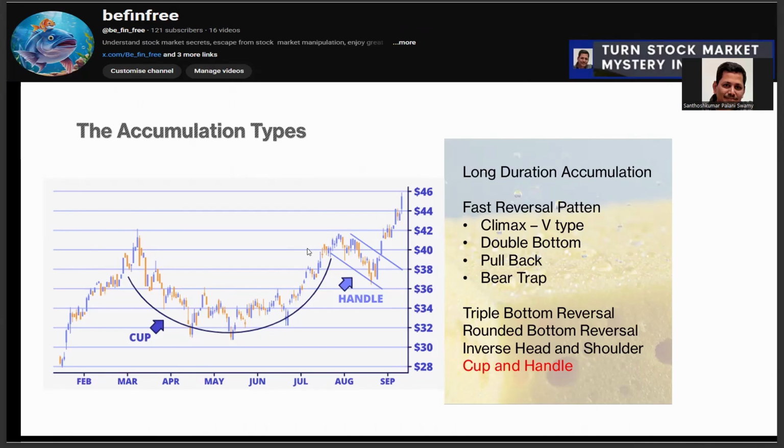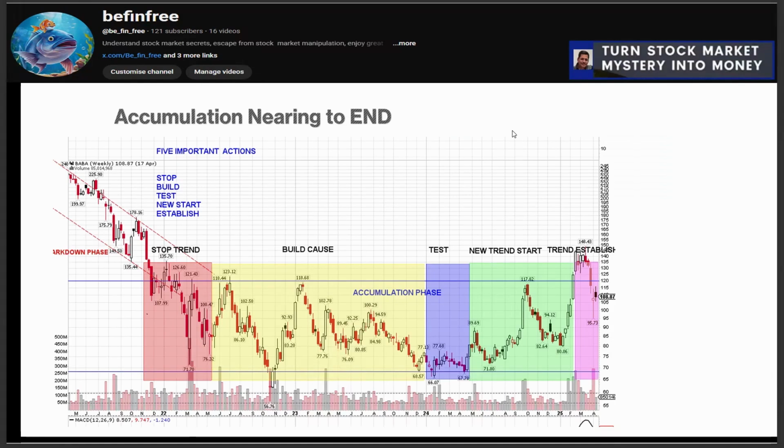Let's move to the next agenda of the class today. After a long accumulation, the logical end is that it should stop somewhere.